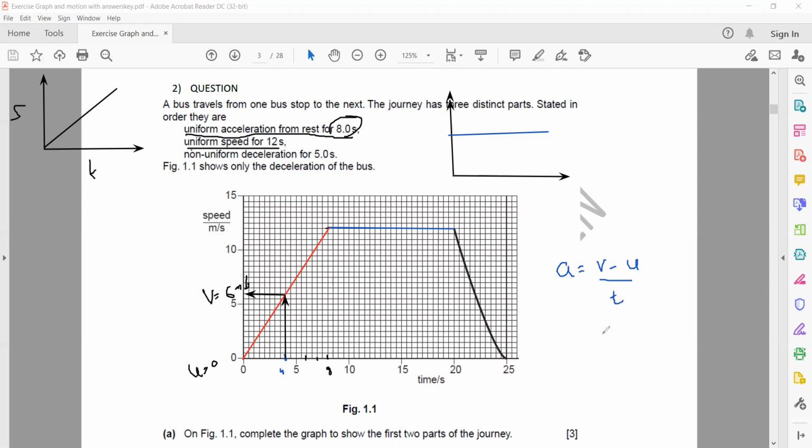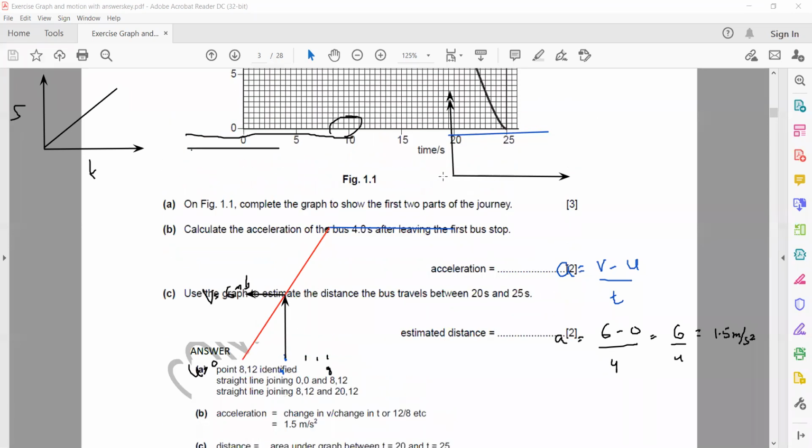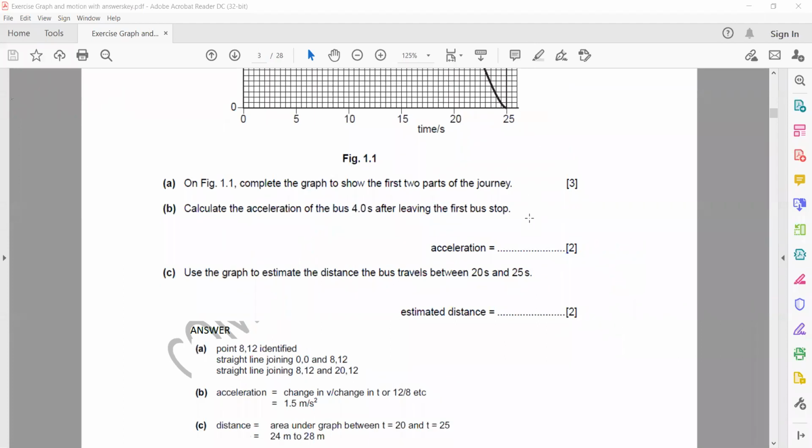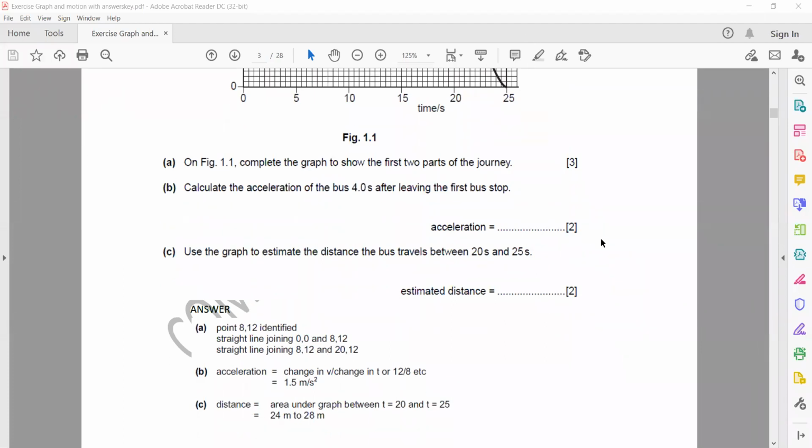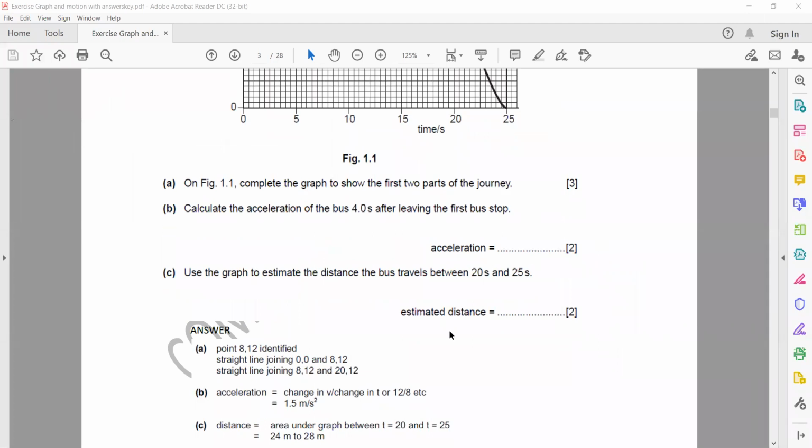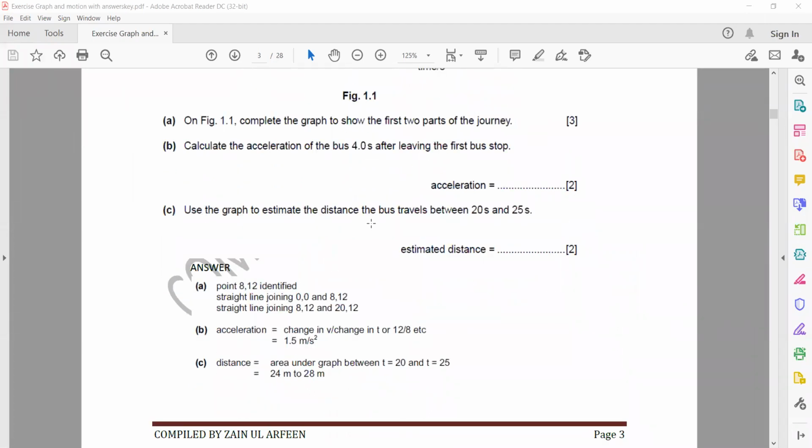So the final speed is 6, initial speed is 0, and the time interval is 4 seconds, so it will be divided by 4. So 6 minus 0 is 6, divided by 4, that's equal to 1.5, and the unit of acceleration is meter per second square. So the final answer for the acceleration will be 1.5 meters per second square. And then use the graph, estimate the distance.